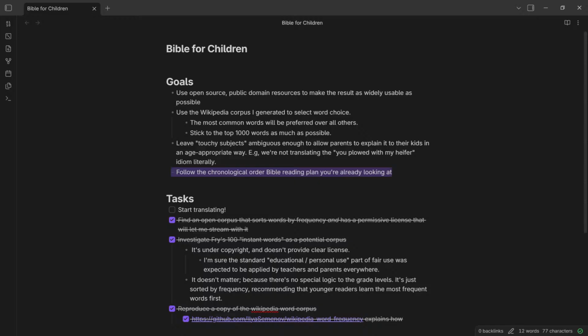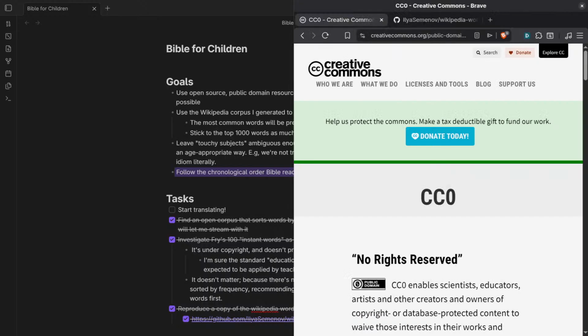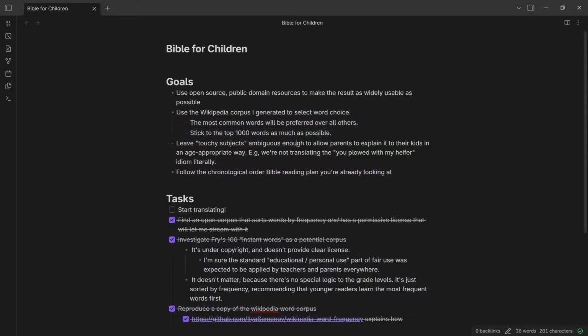And for now, I'm going to follow this chronological order reading plan. I really like it because it gives me a really cool look at the Bible. And I don't actually have a copy of it with me here. But anyway, I went looking around for a corpus, and I couldn't find one.